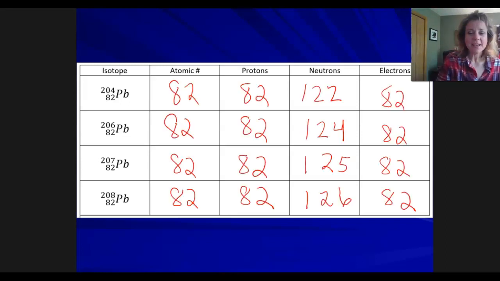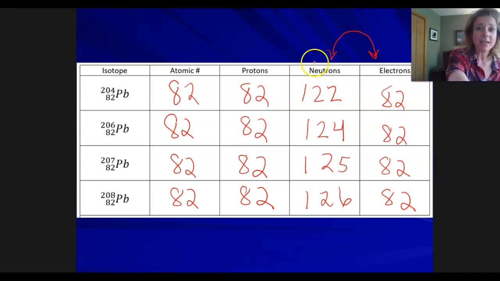All right, hi there. In this table, I've got atomic number, protons, neutrons, and electrons, but I'm pretty sure that on your sheet, electrons and neutrons are switched. So when you're checking your answers, just make sure that you're looking at the correct column. The only one that does not have the number 82 in it is our column of neutrons.